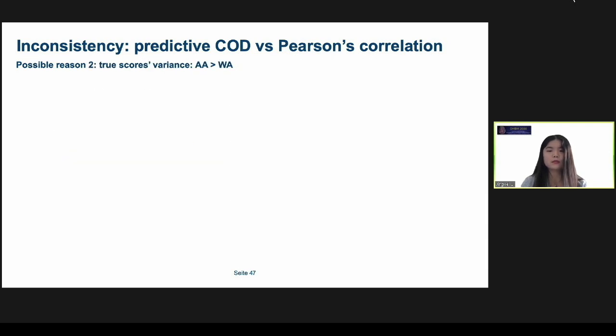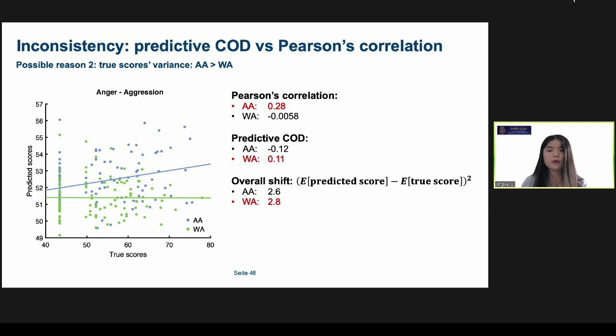The second reason could be that the variance of African Americans' true behavior score is higher than white Americans, so the sum of squared residuals tends to be higher for African Americans, leading to lower predictive COD. In this example, the overall shift of the predicted score for African Americans is lower than white Americans. But the variance of raw behavior scores for African Americans is greater than white Americans. In this case, the difference in predictive COD could be driven by the difference in raw score variance.